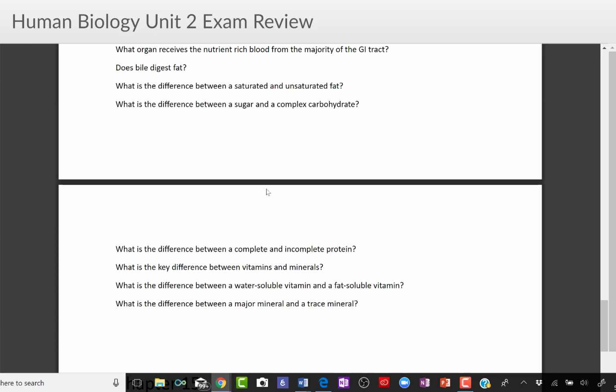Unsaturated fats are going to have one or more double bonds. So a monounsaturated fat, like what you'd find in olive oil, has one double bond. Polyunsaturated fats, like you find in fast food and vegetable oils and stuff, are going to have more than one. So that's going to be the difference, saturated versus unsaturated.